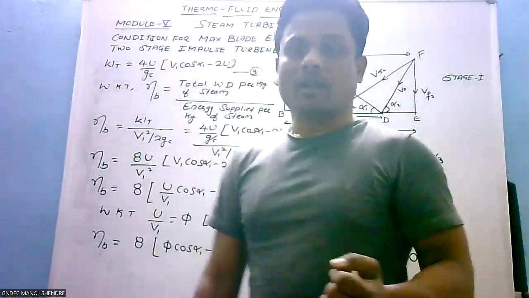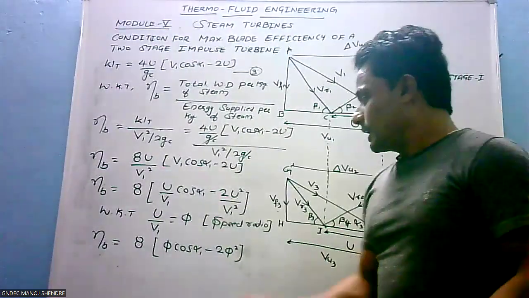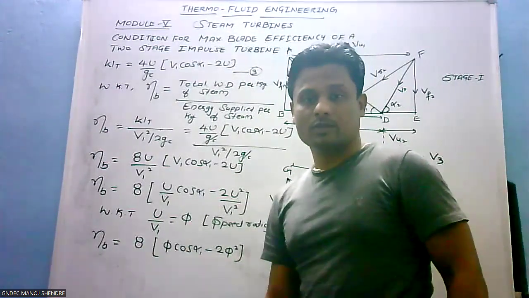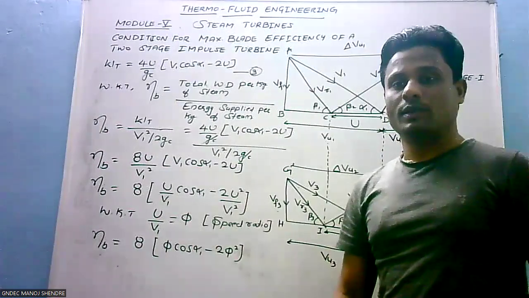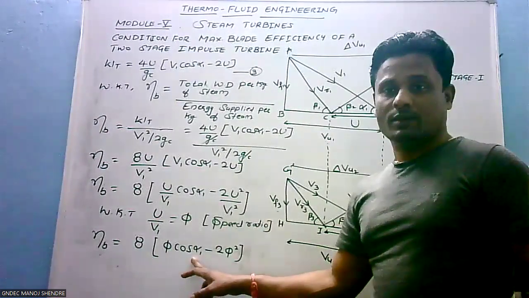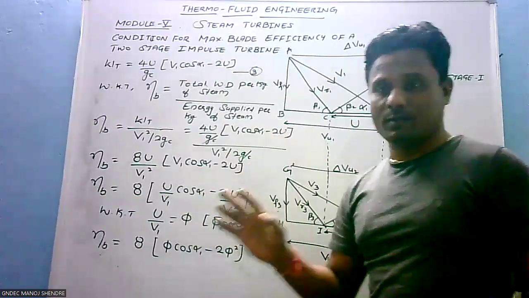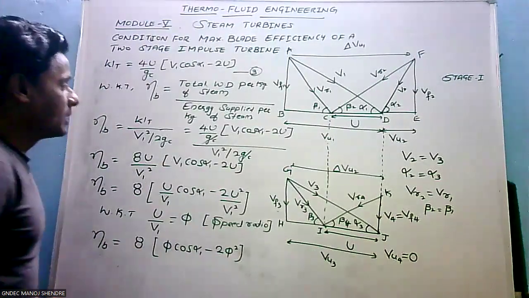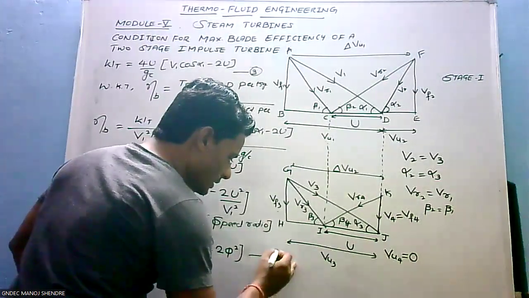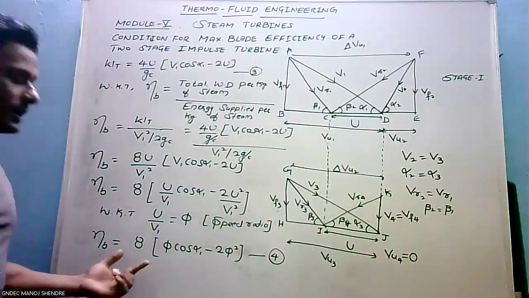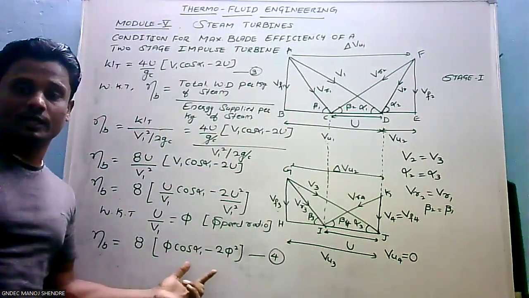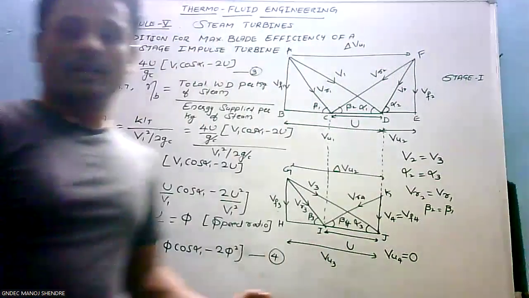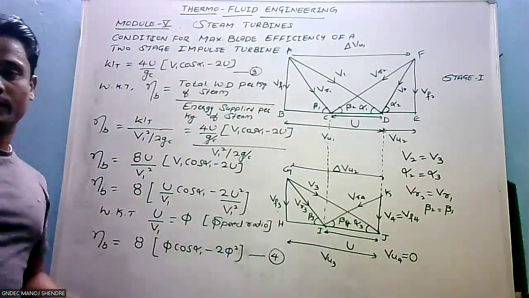Now, in order to get the condition for maximum blade efficiency, let us differentiate this equation with respect to phi and equate it to 0, because the only variable is phi here. Alpha 1 is not a variable. Alpha 1 is a fixed parameter. Let me keep it as equation number 4.